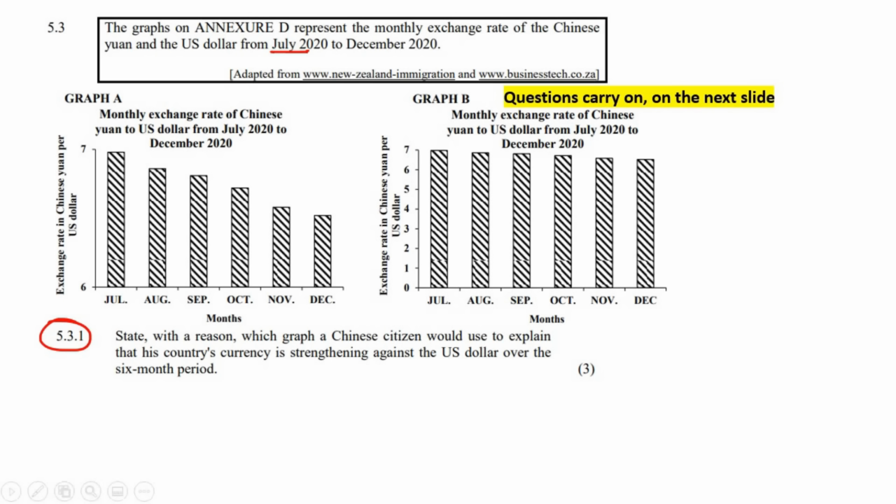Okay, so what's the difference between these two things? This one says the monthly exchange rate of Chinese yuan to US dollar from July 2020 to December. This one's also July to December. They're both 2020. It's pretty much the same graph, but I see what they're doing.